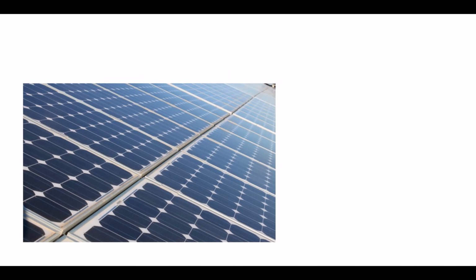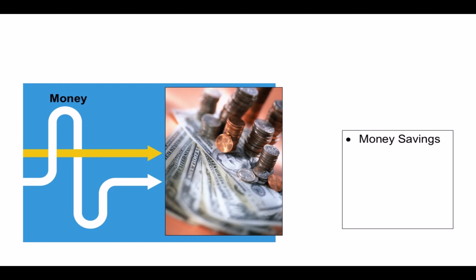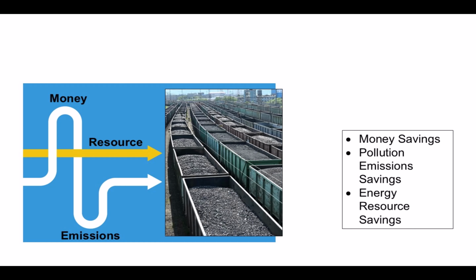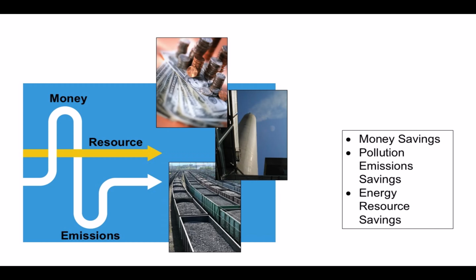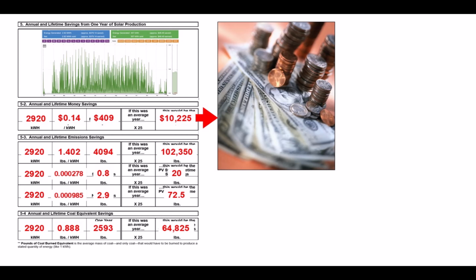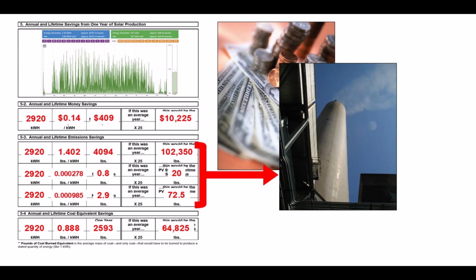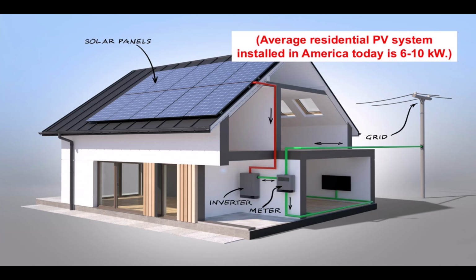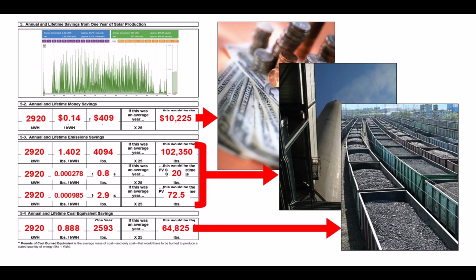Your solar array saves money, saves pollution emissions from being released to the air, and saves energy resources from having to be extracted and consumed. Look carefully at the annual and lifetime money, emissions, and resource savings. And make sure to take into account the size of your system when looking at these numbers. The savings numbers here are even more significant than they first appear.